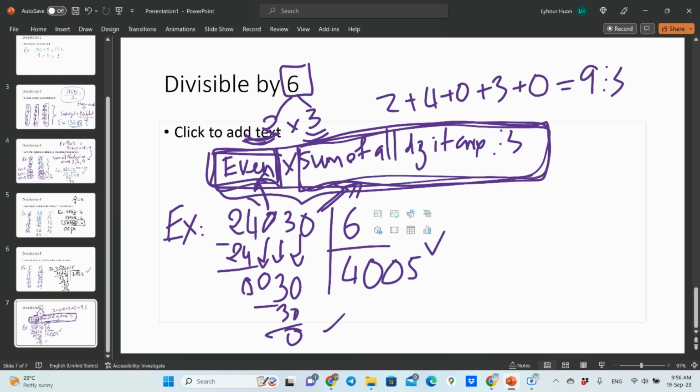So basically, it has to meet the conditions of being even and having a digit sum divisible by 3. But we still don't believe it, right? Because we only have one example. So can you give another random example? We should use two examples before we give the conclusion.